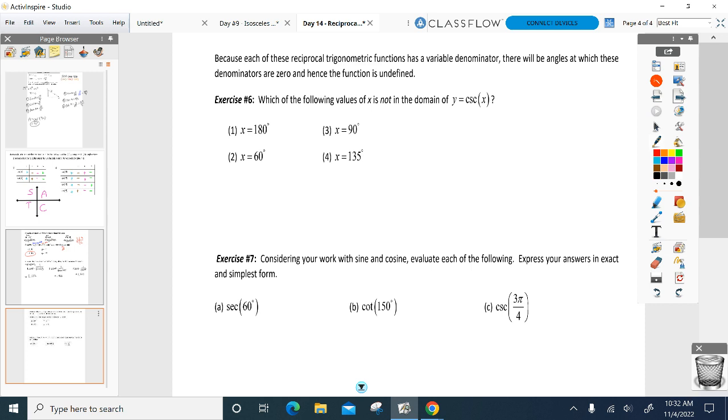Which one of the following values of x is not in the domain of cosecant x? Basically what I'm asking is, I tried to do the cosecant of all these angles, and I'm gonna get an error. It's not in the domain.